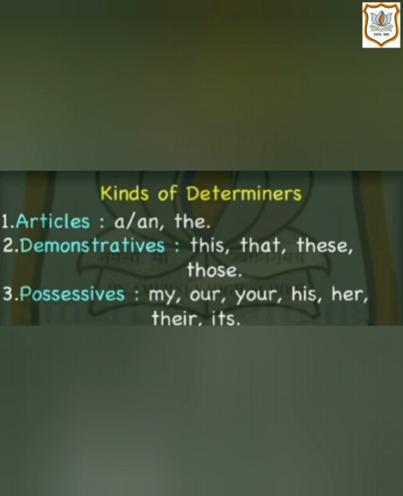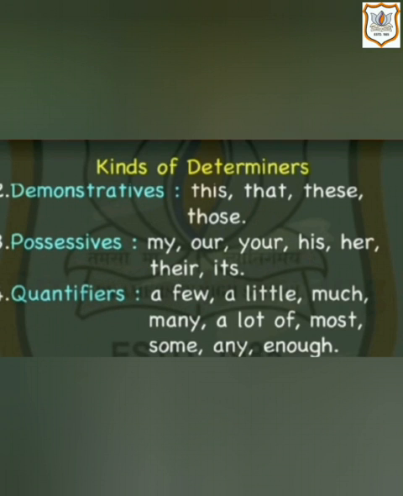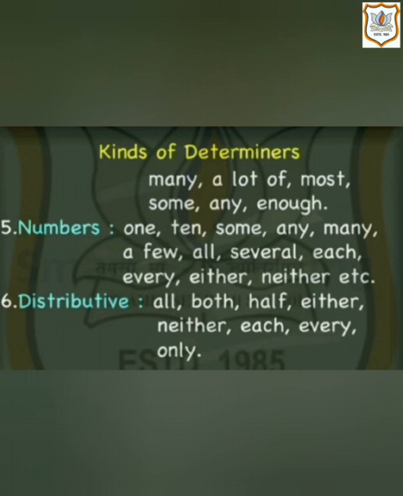Articles we use as determiners are a, an, or the. Demonstratives are this, that, these, those. Possessives are my, our, your, his, her, their, its. Quantifiers are a few, a little, much, many, a lot of, most, some, any, enough. Numbers we say are 1, 10, and so on, and others like some, any, many, a few, all, several, each, every, either, neither, etc. Distributives: all, both, half, either, neither, each, every, only.